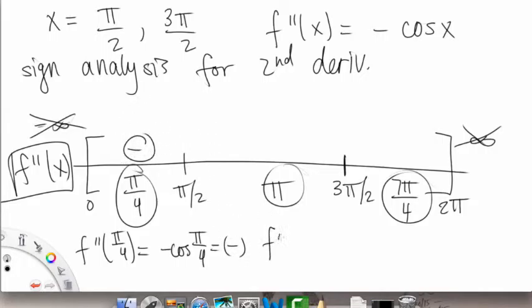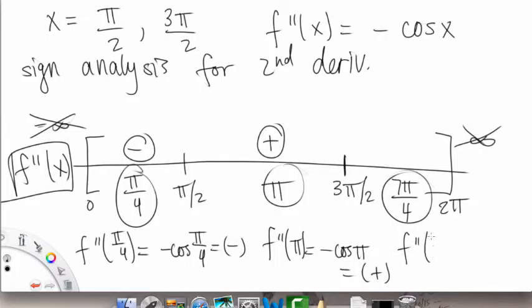Now if we plug in pi, we get f double prime of pi equal to negative cosine pi, and cosine pi is negative 1, so that turns out to be a positive number. So we have a positive over that pi. Our last one is 7 pi over 4, so let's plug that in. We get negative cosine 7 pi over 4, and 7 pi over 4 is on the right-hand side of the y-axis, so cosine is positive there, and that will turn out to be a negative number. So we have a negative over 7 pi over 4.